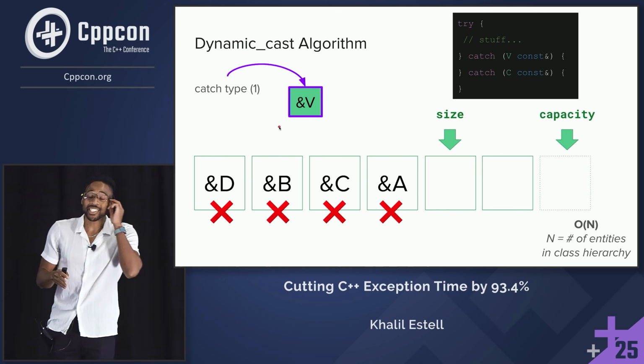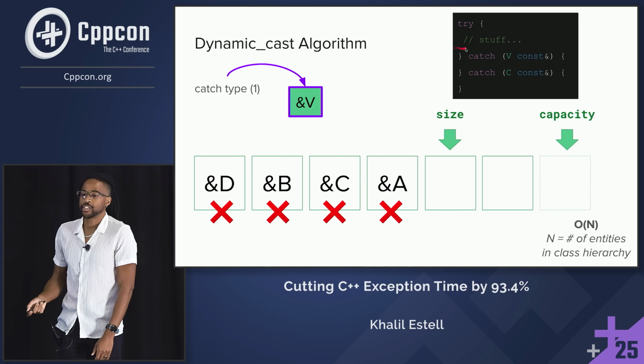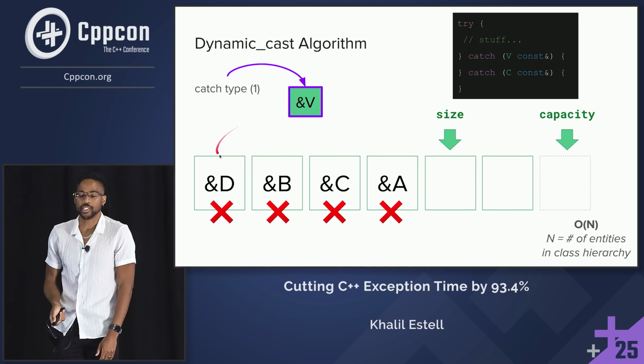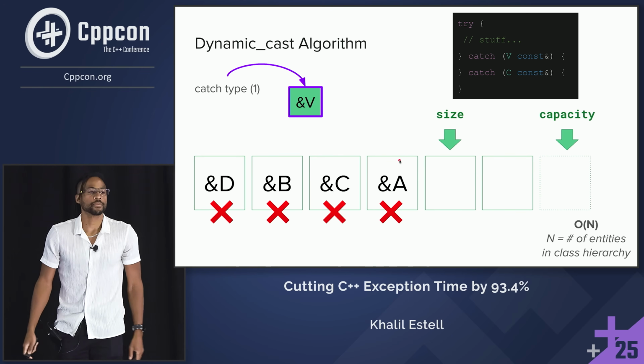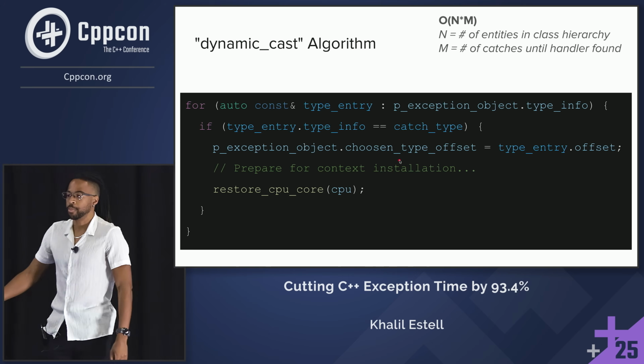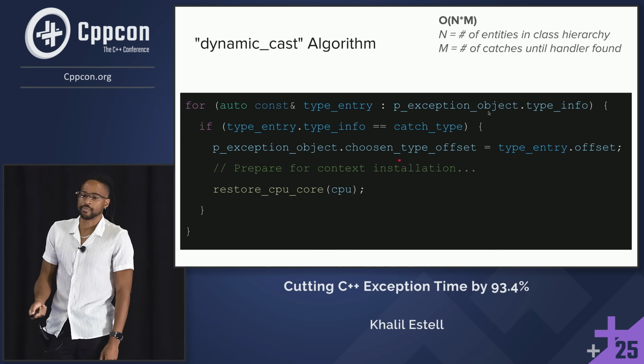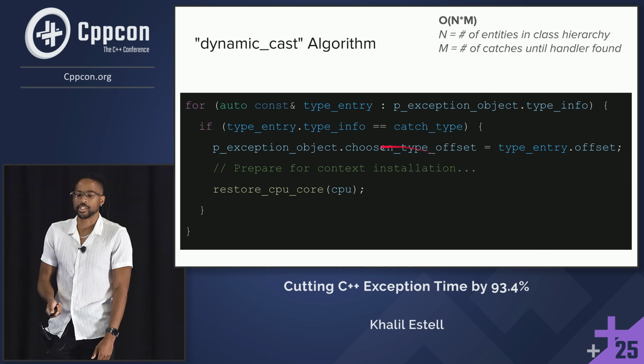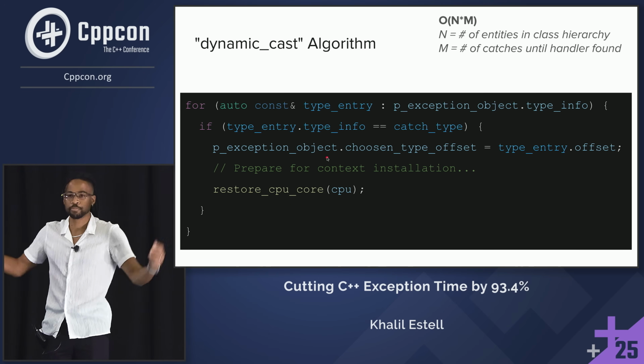The dynamic cast is quite simple. When you have your catch B and catch C, all you have to do is check to see if the address is in this list. If it is, cool, that's your catch. This is implemented very simply in a for loop. You just have to say, here's my list of types, here's my type entry, I have to check to see if it's equal to my catch type, and if it is, install the context. If it's not, then move on.